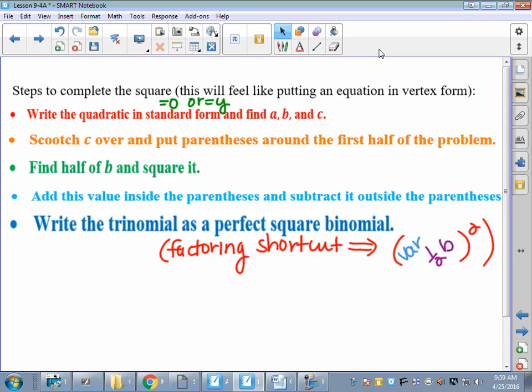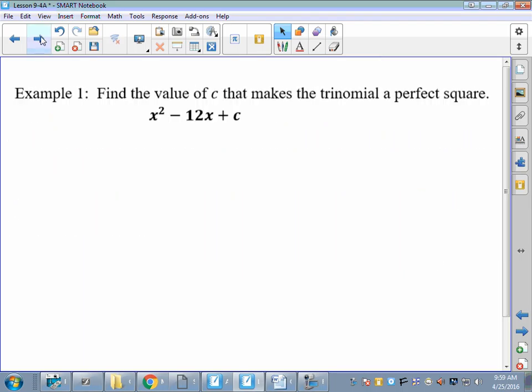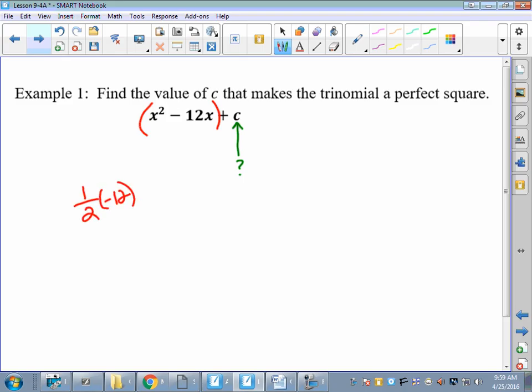So let's do a quick practice. First of all, if I gave you this x squared minus 12x plus c, it says to find the value of c that makes it a perfect square. So in other words, what do I need to put there? So if I just concentrate on this part, what is half of b? Well, half of -12 is -6. Square that, and I get 36, right?